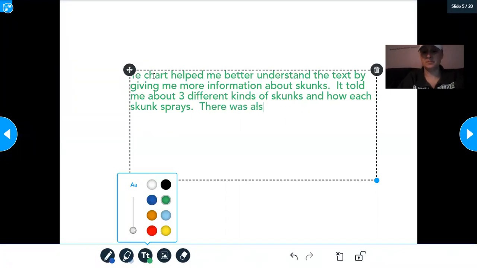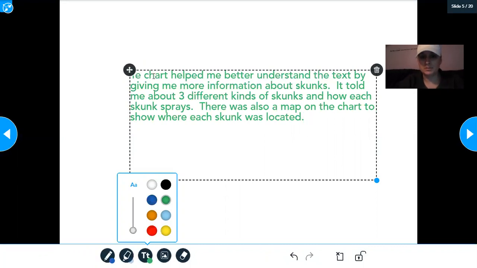So, it showed where they were located. Each skunk was located. That, boys and girls, Mrs. Brooks wrote 3 complete sentences. Make sure when you do your response, you're adding many sentences. Lots of details we want.